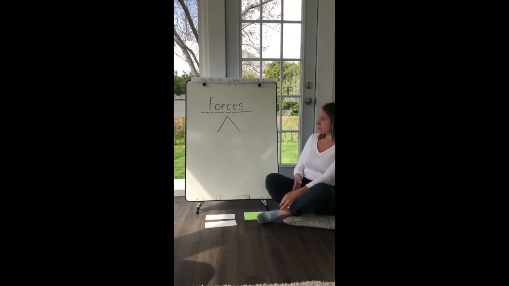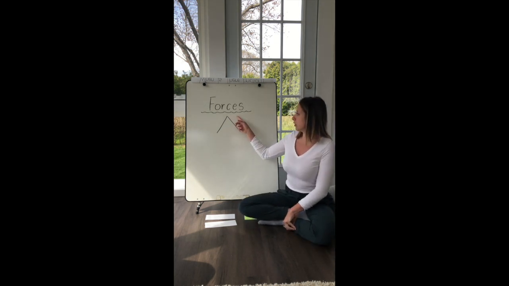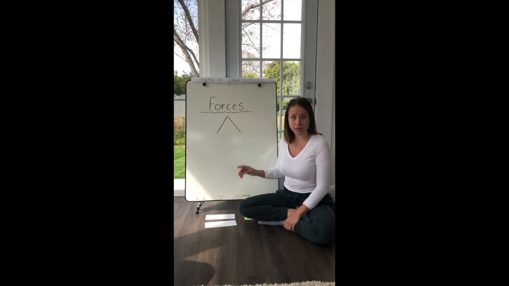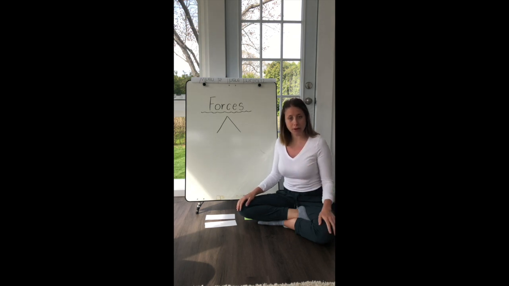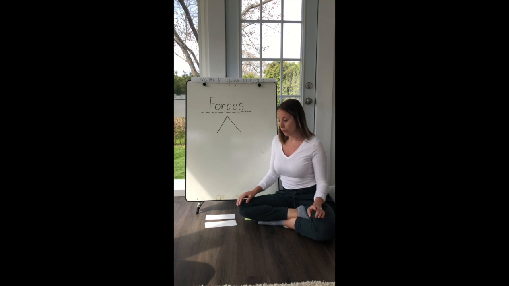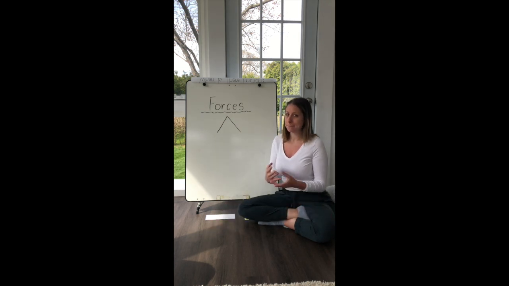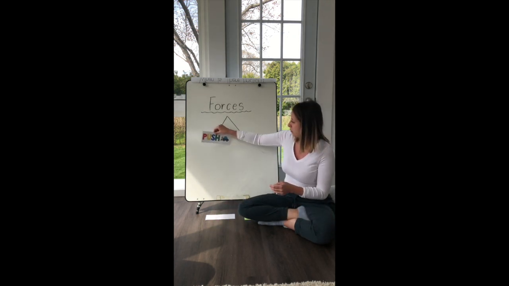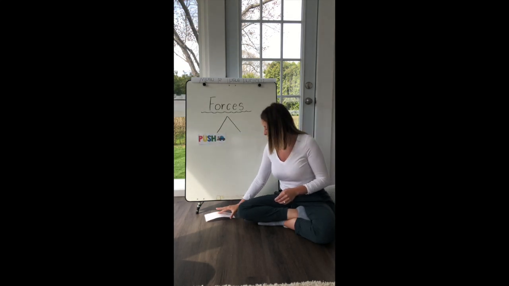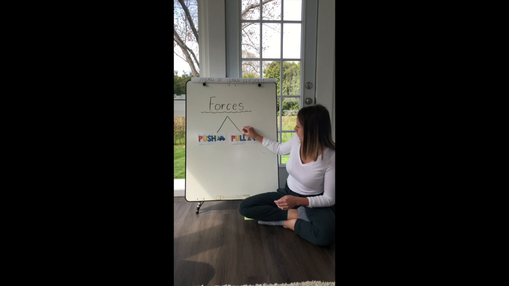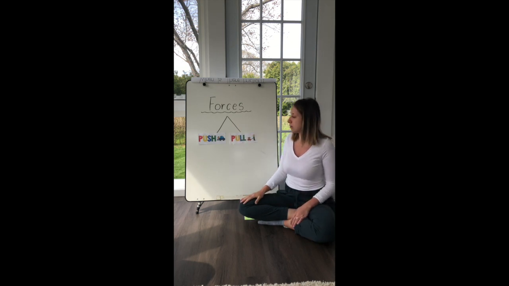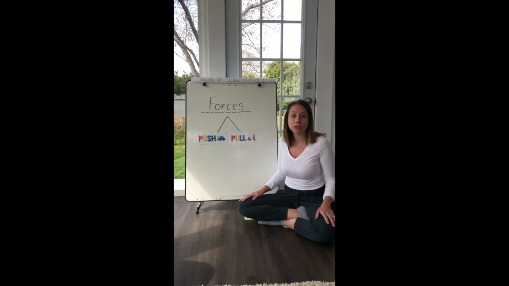Okay? So, if you look at this word right here, you've all seen it before. It says forces, right? And we know from kindergarten that there are two types of forces. I wonder if you guys remember what they are. I'll give you a second. Both words start with a P. The first one is push. And the second one is pull. Right? Those are the two types of forces. Everything on the planet can either be pushed or pulled.